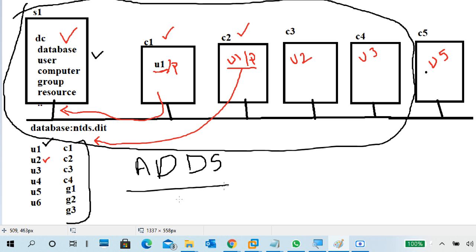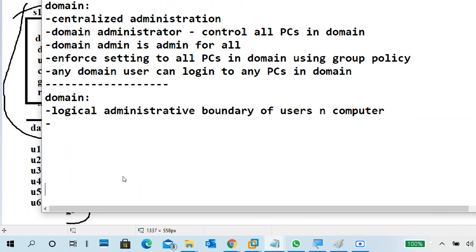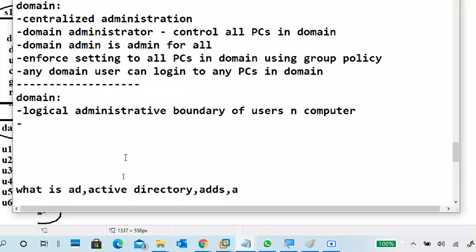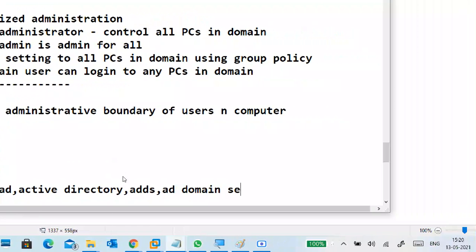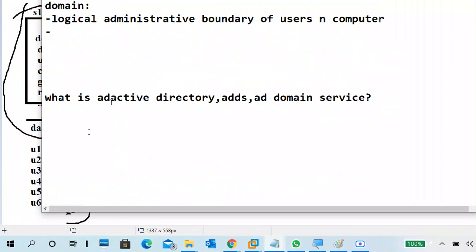What is Active Directory? Either people ask what is Active Directory, or what is Active Directory Domain Services, what is AD, what is ADDS, any question. So I will put a question again. Very good. Okay, so what is AD, or Active Directory, or ADDS, or Active Directory Domain Services? Any question?